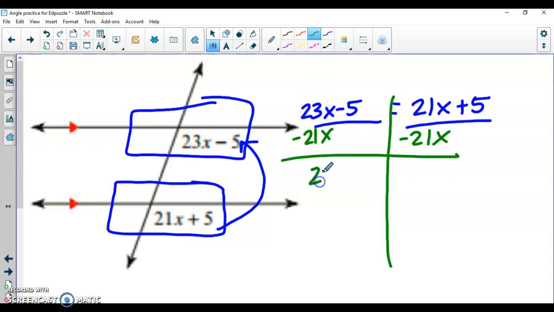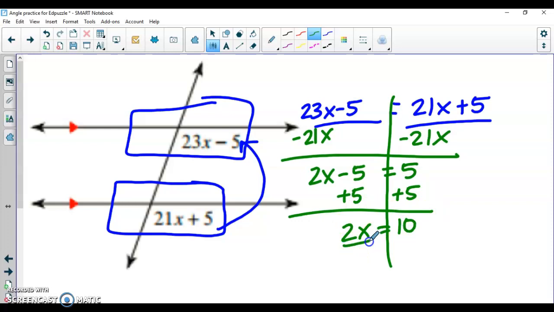23x minus 21x is 2x, minus 5 equals 5. Add 5 to both sides. 2x is equal to 10. Divide by 2, and I get x equals 5 degrees.